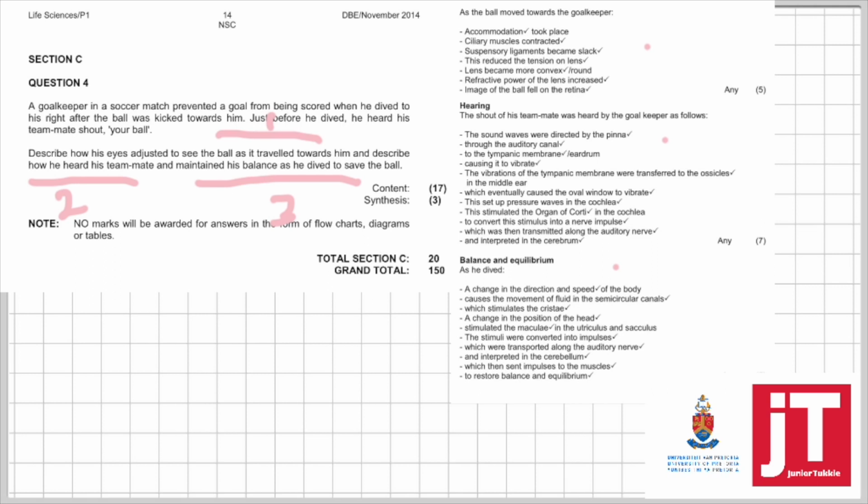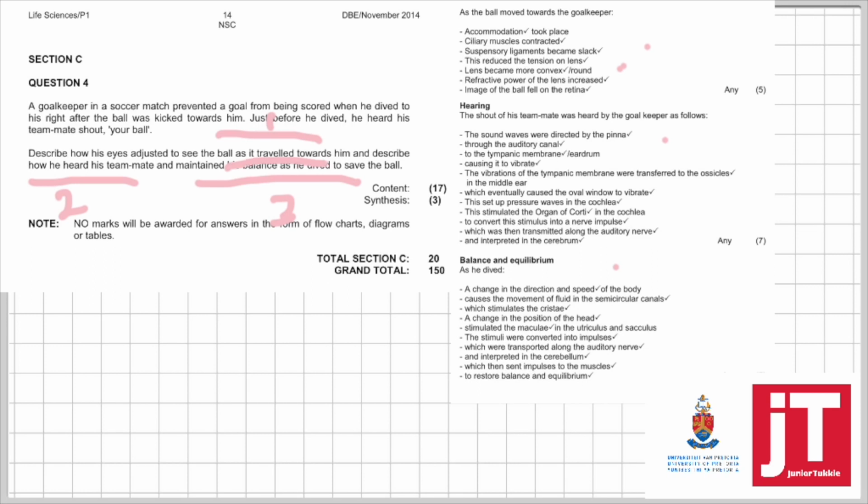Accommodation took place. Yes, we know. Ciliary muscles contract. So are you writing for near vision? Suspensory ligaments become slack, reduces the tension on the lens, the lens becomes more convex, the refractive power of the lens increases, the image of the ball fell on the retina. Easy, that's the first part.